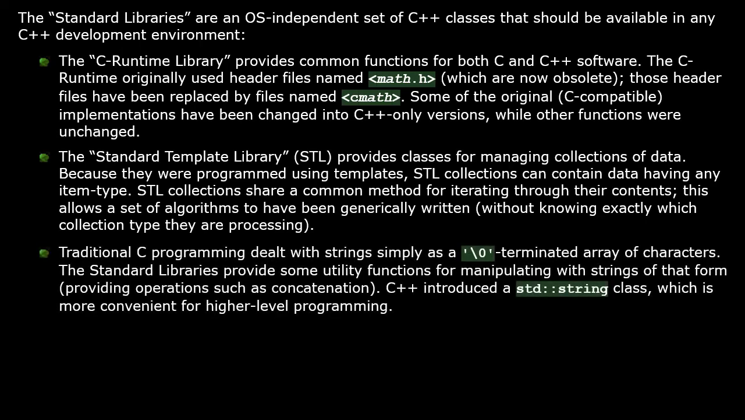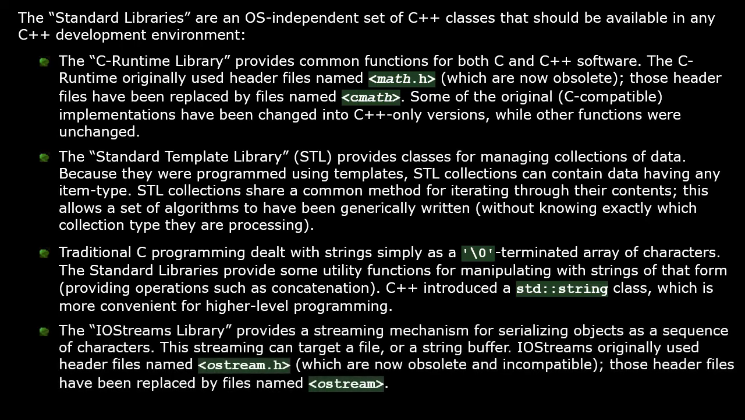Traditional C programming dealt with strings simply as a null-terminated array of characters. The standard libraries provide some utility functions for manipulating strings of that form. Additionally, C++ introduced a string class, which is more convenient for higher-level programming.